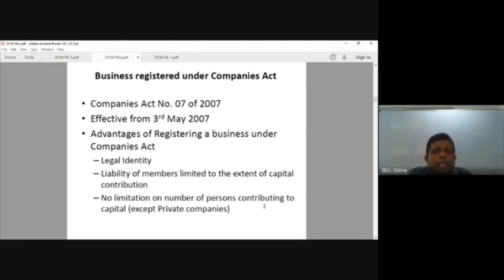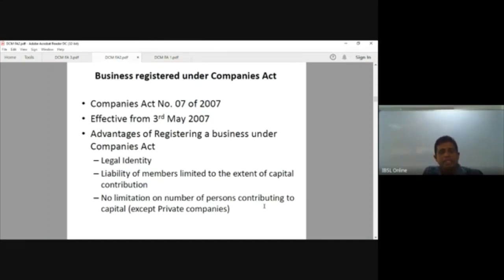Then the second point, liability of members, that is shareholders. If you take a company, the members are called shareholders. Their liability is limited to the extent of capital contribution, right? Whatever capital they have contributed, if something goes wrong, they are only liable for that amount of money, not in the capacity of personal liability. Therefore, that is also an advantage.